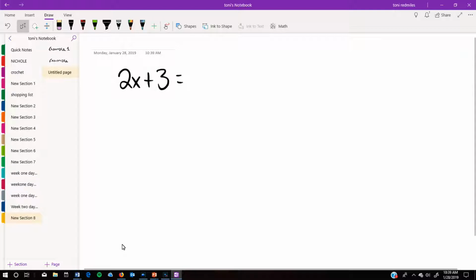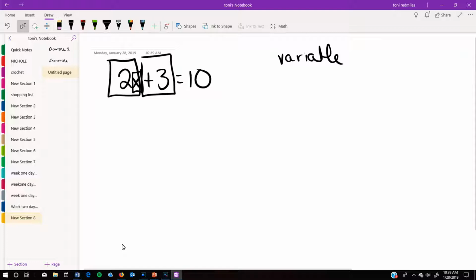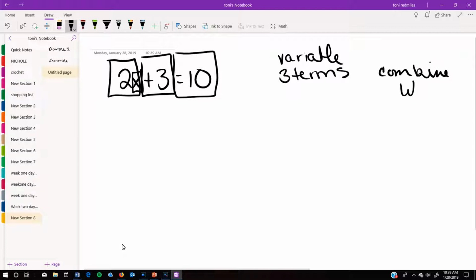Let's look at the parts of an equation. So in this equation, I have the variable, this variable here, x. I have 3 different terms, and if you're having problems with this, go look for identifying that you have 3 terms. You need to look at a combining like terms video. Okay, so I have 3 different terms. I have 2 constant terms. I have a 3 and a 10, which are constant, and a coefficient of 2.